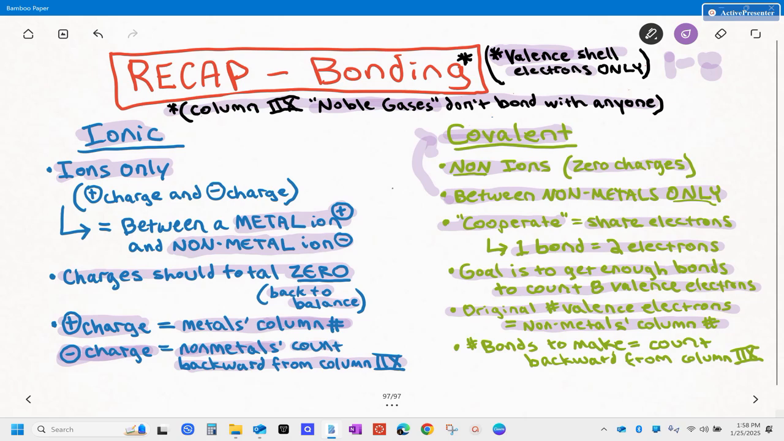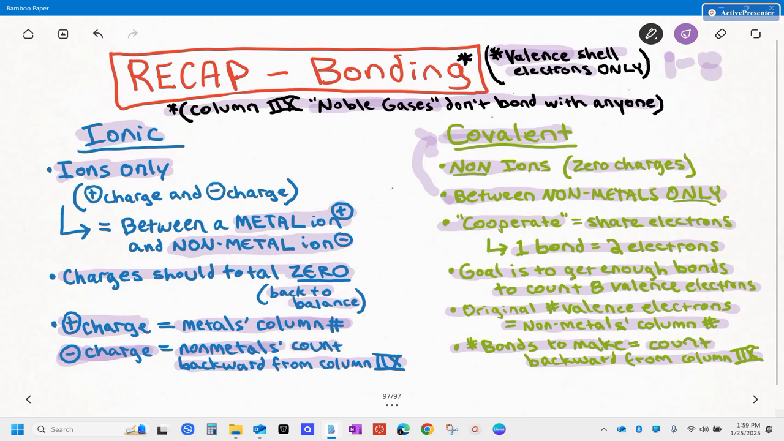The number of bonds that each element needs to make to get up to 8 valence electrons is the same number as if you were to count backwards from the last column, from column 8. If you count backwards from column 8, however many columns you have to count back to get to the element in question, that is how many bonds that element needs to make in order to have a full set of 8 valence electrons.